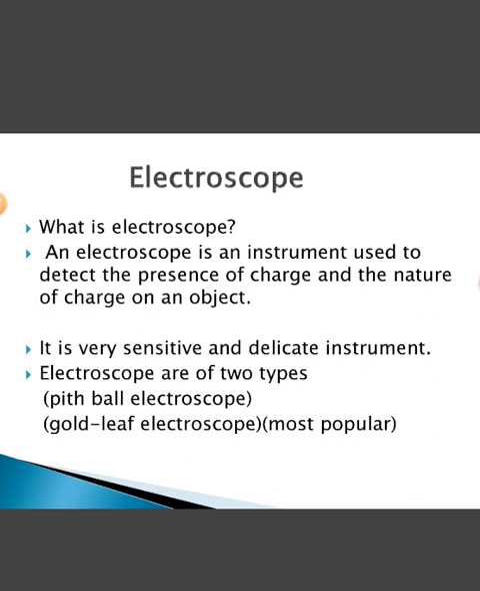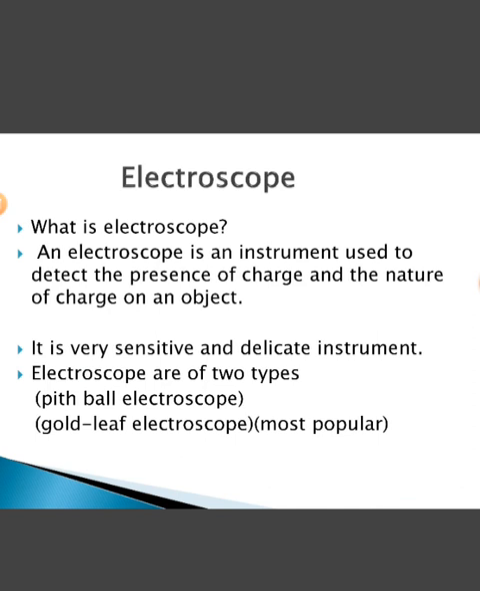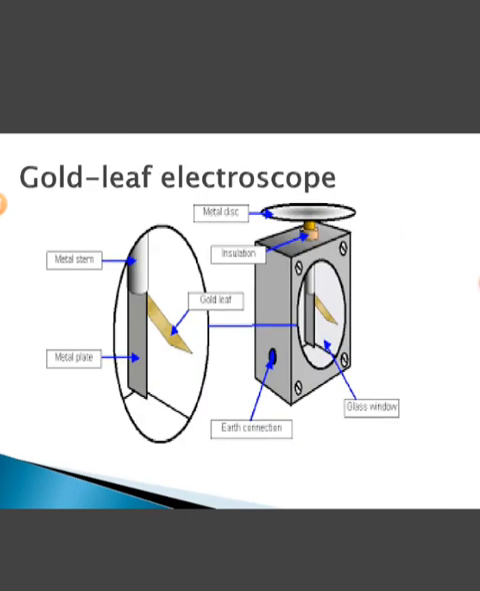Electroscopes are of two types. We have the pith ball electroscope. We also have the gold leaf electroscope. Please take note of that. But the most popular one that is used mostly in our lab is the gold leaf electroscope. Here is how it looks in the lab when you see a real gold leaf electroscope. There's a picture of a gold leaf electroscope.